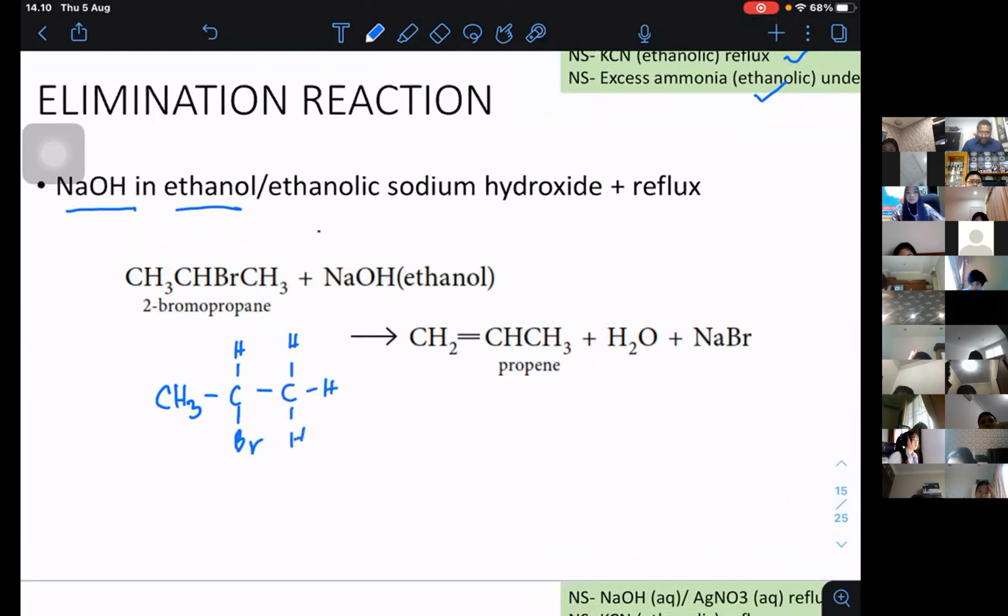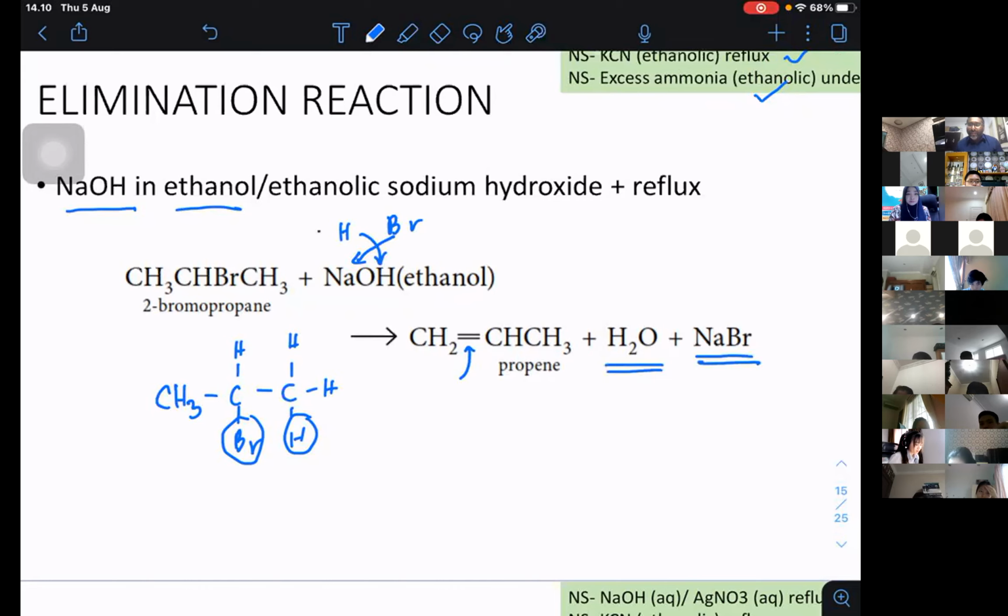What happens is the H and the Br will go out, and they are going to give you the double bond. And this HBr, the Br will join with Na to give you NaBr, and the H will join with OH, and they are going to give you water.